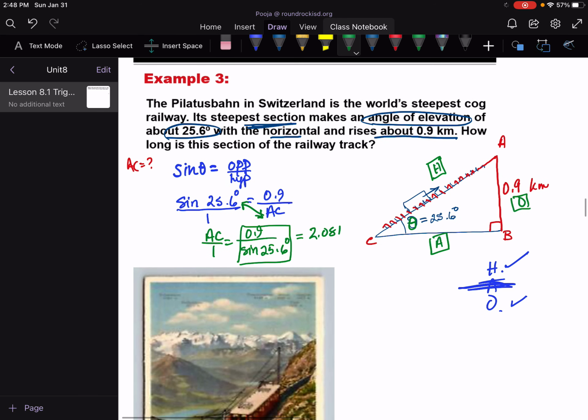And that will obviously be kilometers. So about 2.08 kilometers is the steepest section of the railway.